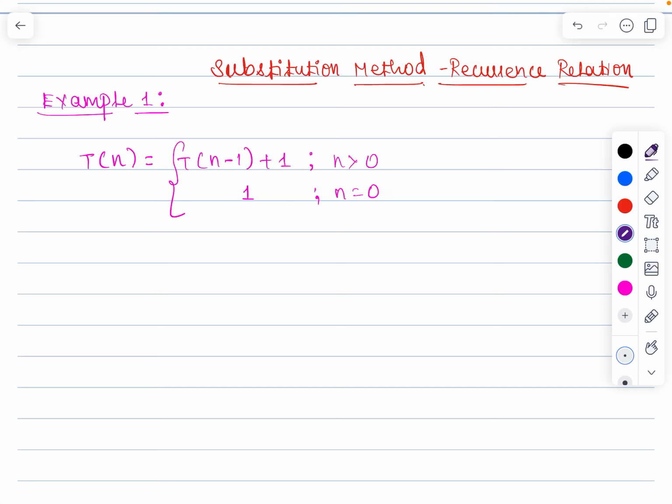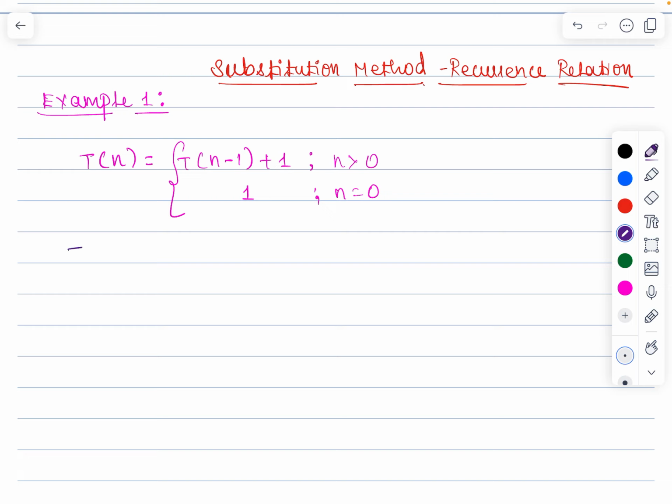In this video, I am going to explain how the recurrence relation can be solved using the substitution method. This is the example problem. Example 1: the recurrence relation is T(n) = T(n-1) + 1. Here a decreasing function is involved in the recurrence relation. Let's solve this using the substitution method.